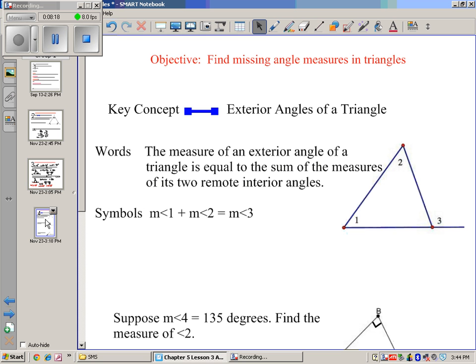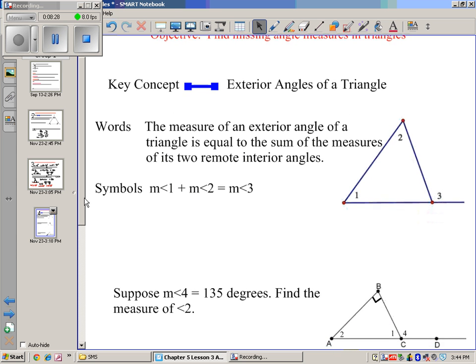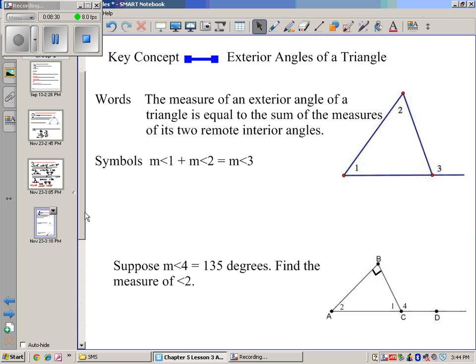Again, our objective, finding missing angle measures in triangles. Our key concept, exterior angles of a triangle. The measure of an exterior angle of a triangle is equal to the sum of the measures of its 2 remote interior angles. The measurement of angle 1 plus the measurement of angle 2 equals the measurement of angle 3, which is outside the triangle, our exterior. Angle 3 is our exterior because it's outside of our triangle. That is equal to angle 1 and angle 2. If you would add those up, it would equal angle 3.